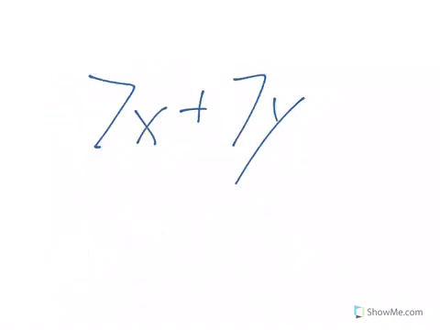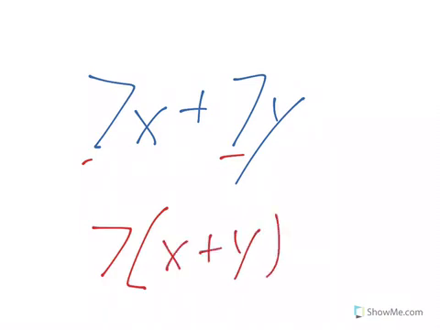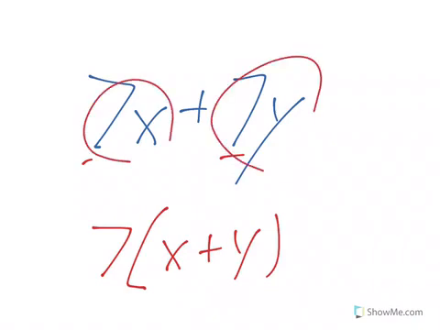All right, 7x plus 7y. Hopefully you're seeing that, hey, they both have a factor of 7, so I can take the 7, put it on the outside. x plus y on the inside of the parentheses. Because you're multiplying both of them by 7 anyway, so why write it twice? Put it on the outside. You've got a factorization. You've got the distributive property, so it works.